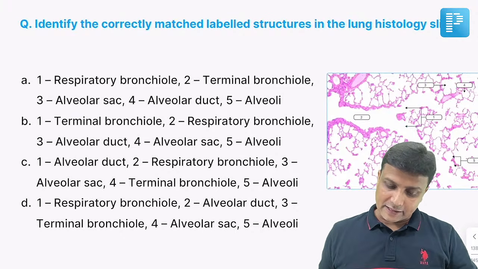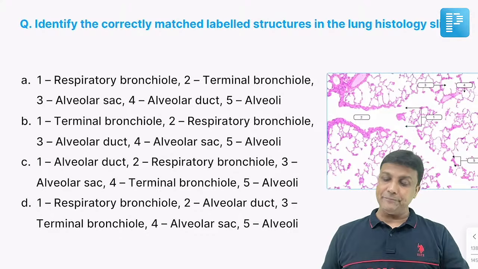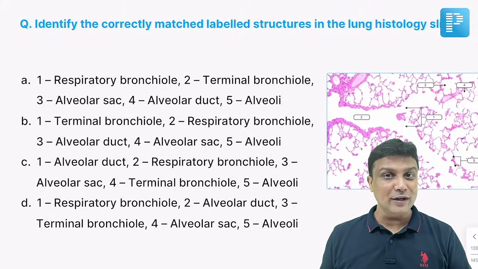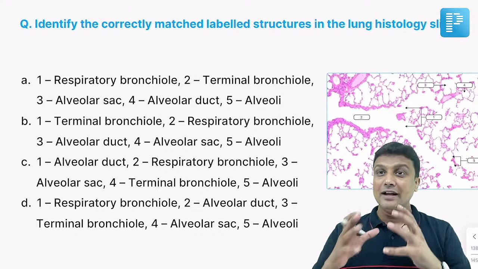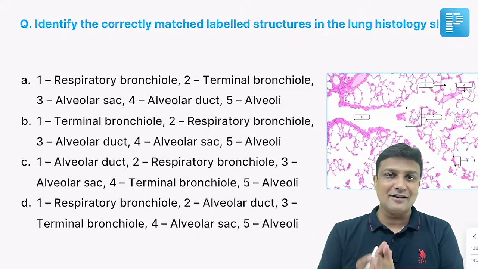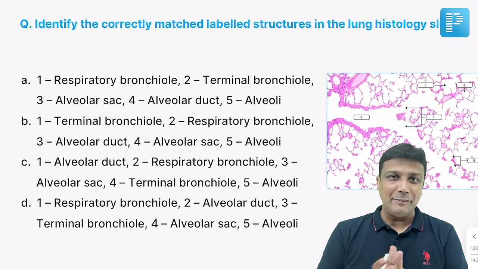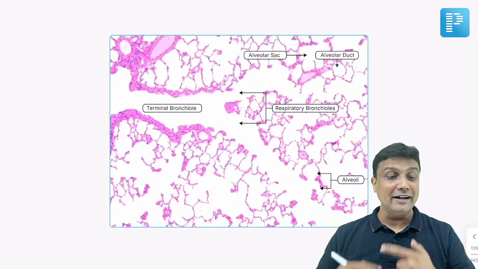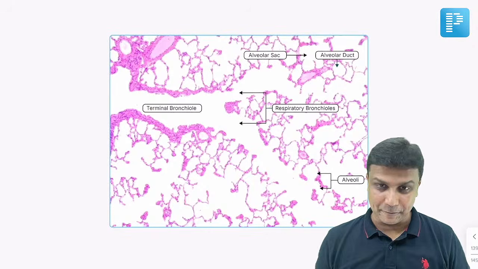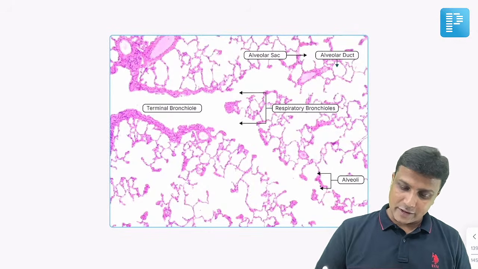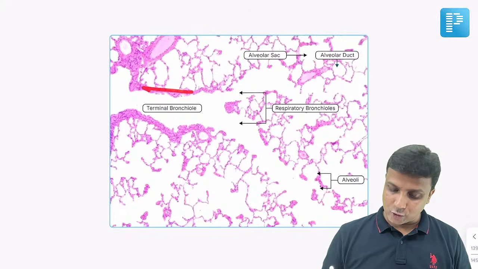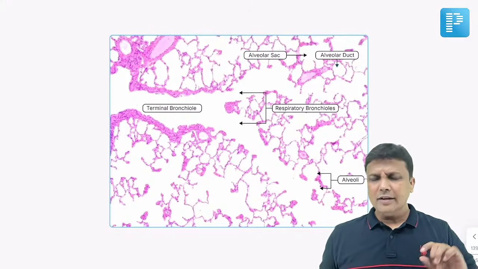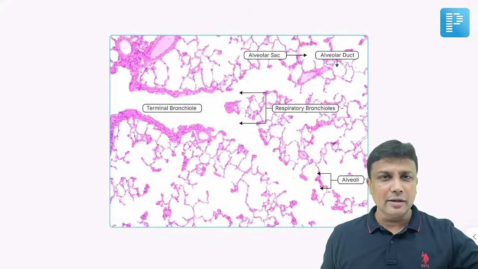Identify the correctly matched labeled structure in the lung histology slide. Now why I have given you this one here: as I told you, there are so many histology images given in this rapid revision. Yes, one of the histology images which is repeatedly given in your exams nowadays is this one here. So first, this one here will be the terminal bronchiole. Sir, how can you tell it is the terminal bronchiole here?